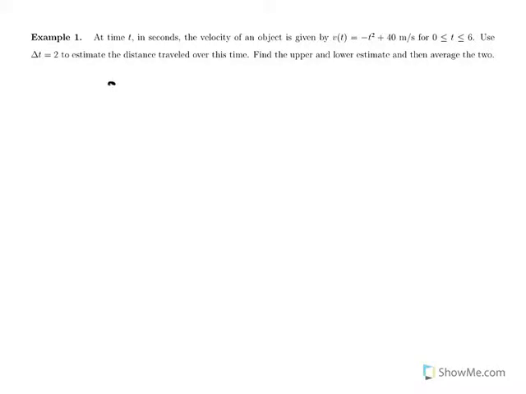And actually, before we do that, I want to just look at this interval here from 0 to 6. If delta t equals 2, then we have 3 intervals that we're going to look at. Right, if delta t equals 2, then n is equal to 3. We're going to look at the first 2 seconds, the middle 2 seconds, and the last 2 seconds.